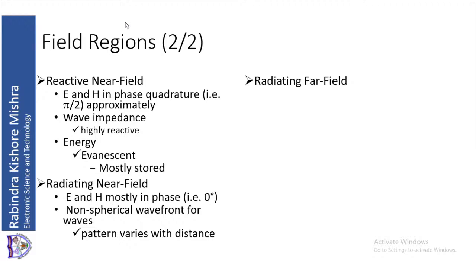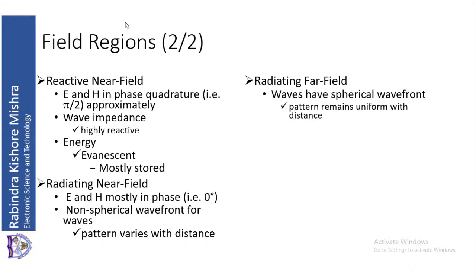Then you come to the radiating far field. In the radiating far field, E and H are mostly in phase, because if they are in phase, there will be radiation. If they are in phase quadrature, there will be storage. So they are in phase. Waves have a spherical wavefront. The pattern remains uniform with distance. As you keep on changing the distance, it will not change. The pattern will remain the same.